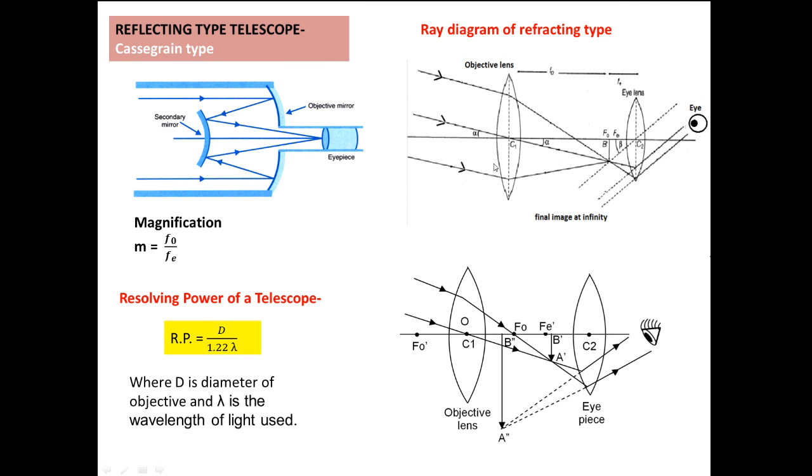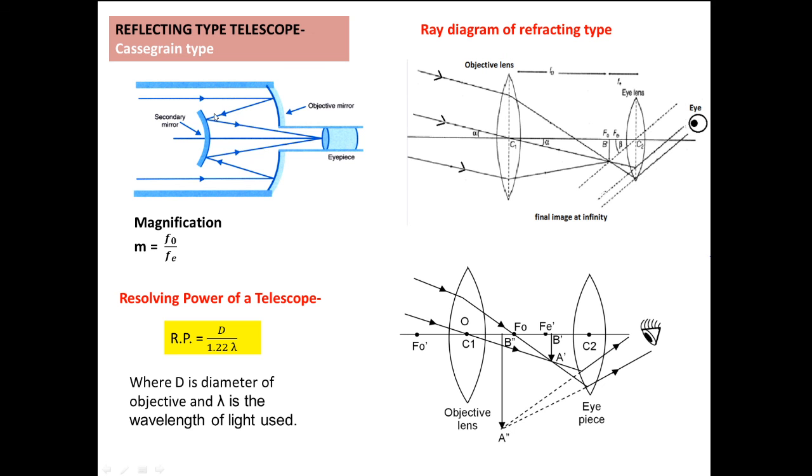Also, in the lens, two spherical surfaces are used, so there's a possibility of spherical aberration. Aberration means we can say demerit. But in the mirror, only one surface is used, so there's no spherical aberration. Here, light remains in the same medium, so the intensity of the image will also be bright. So this is the primary mirror, or we can say a concave mirror, which acts as the objective mirror.